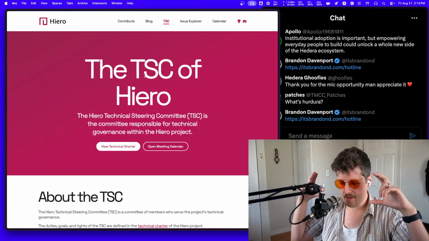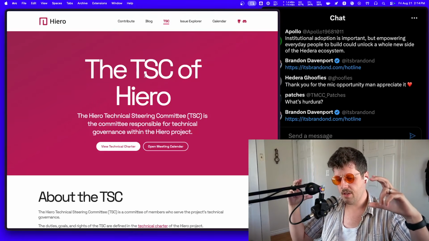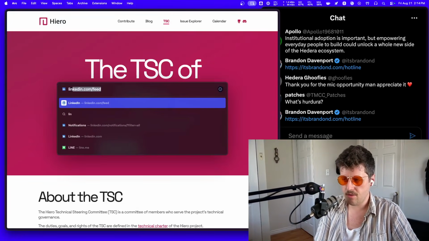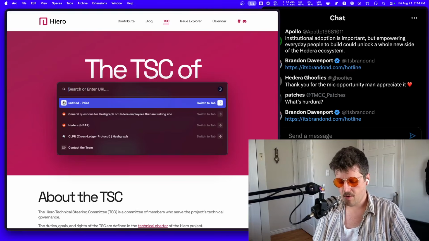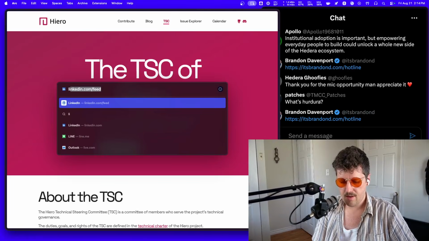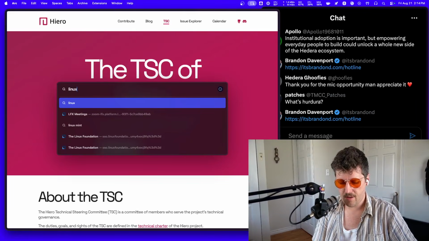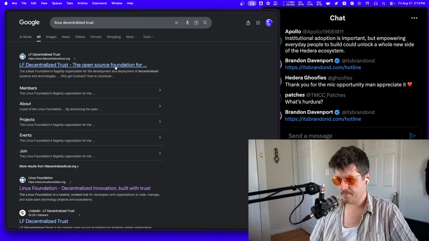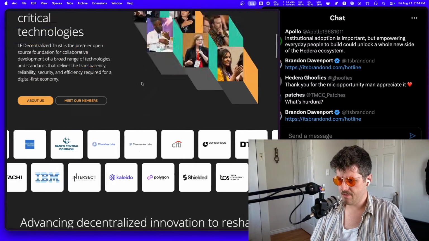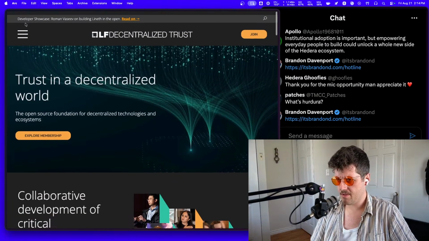And essentially you have the technology now living under the Linux Foundation Decentralized Trust. And this is also kind of cool, right? I know that we're talking about Hedera marketing today, and it's not a fun topic, but there's some cool stuff happening in this spot.